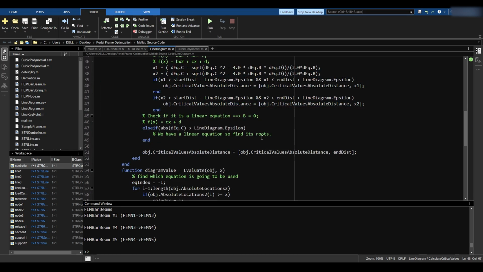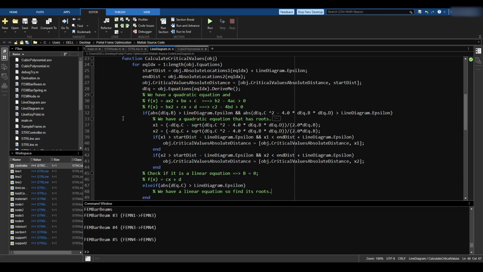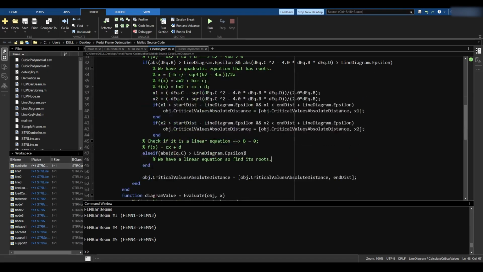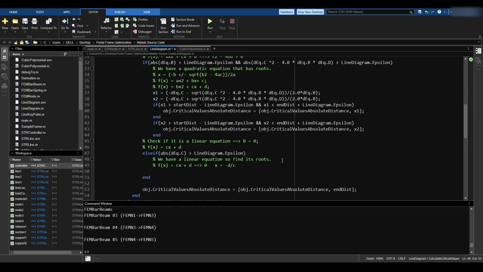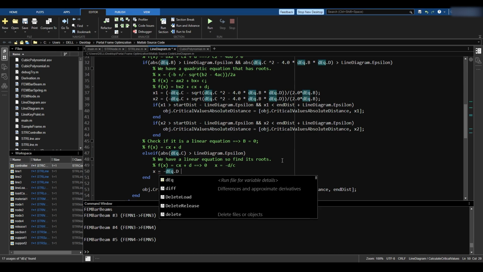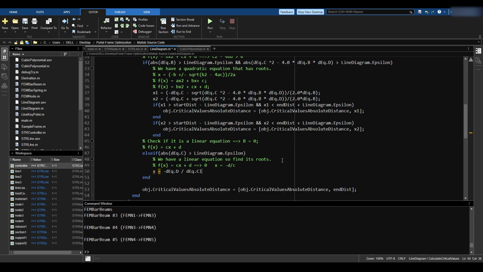Now we go to the linear equation, because it could be another case where I have a linear equation instead of a quadratic equation. So how does it look in the linear equation? It looks actually much easier. Let me explain this to you. F of x in this case equals cx plus d, right? If you want to set it to 0, then x equals negative d over c. That's it. That's everything you need. So x equals negative derivative equation dot d divided by derivative equation dot c.